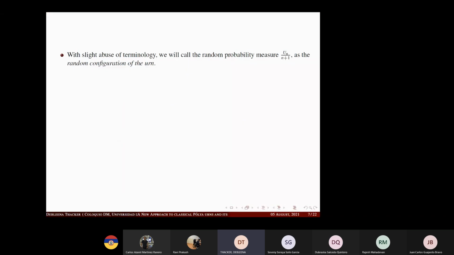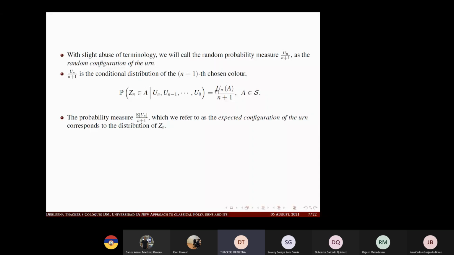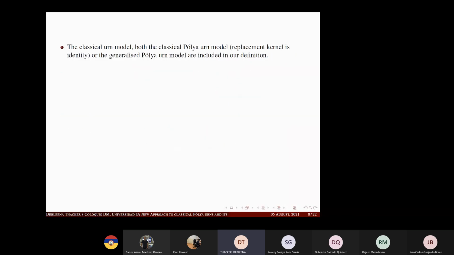So of course, again, the same things happen. Un by n plus 1 is a random measure, a random configuration. Un by n plus 1 is the conditional law of Zn. And if we take an expectation here, then we get the law for Zn, which we will call the expected configuration. So those two bullets are basically the same.